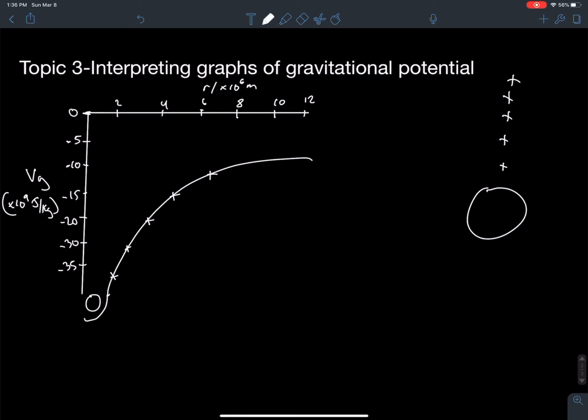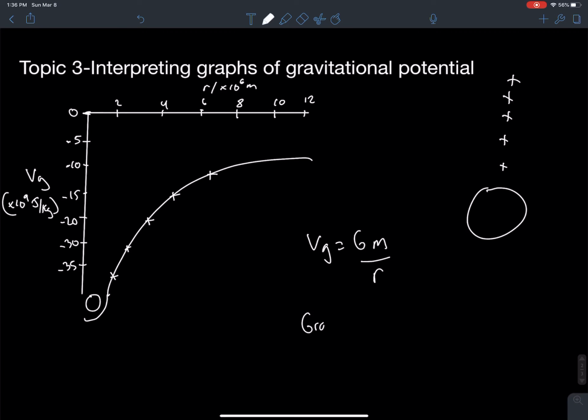Okay, so one thing I can take a look at is, why isn't it linear? Well, it's not linear because the formula is 1 over r. So Vg is equal to GM over r. So the relationship is inversely proportional. That's why it's not linear. And when we're looking at graphs, we have to take a look at a couple things. What is the meaning of the slope? What's the meaning of the gradient?